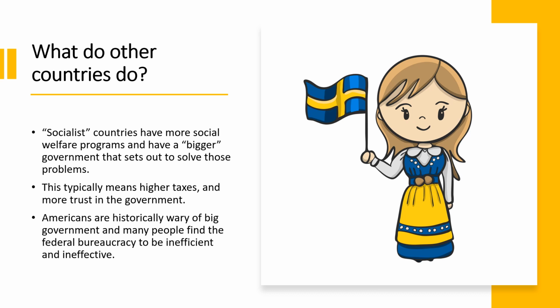Americans, on the other hand, are very wary of big government, and many of us find the federal bureaucracy to be inefficient and ineffective. So we don't want the government to be involved in our personal affairs, and we're a lot more individualistic. Instead of looking at the community as a whole, we tend to be more individuals, taking care of ourselves and our family and our community.